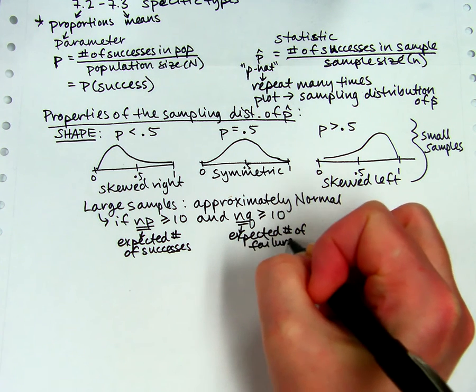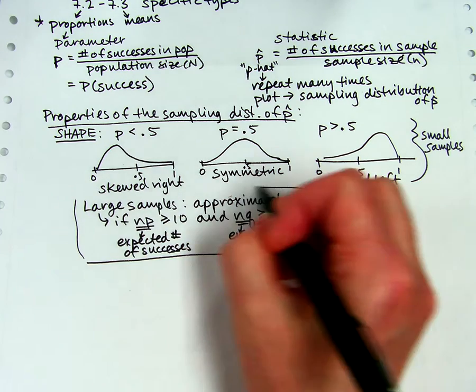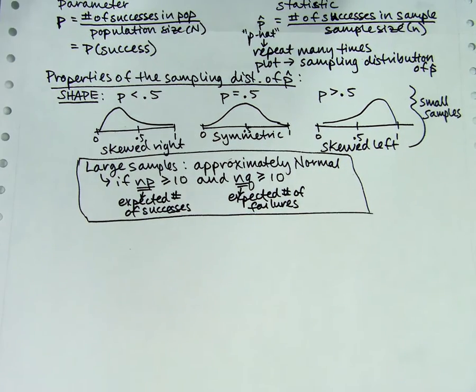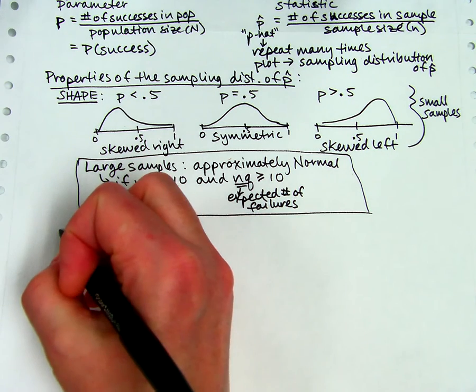So that part feels like a repeat to me. We've done this before when we did binomial distributions, and the same thing happens with proportions, which is kind of nice. We've seen it before. I'm just reminding you that that same thing happens here. Center.